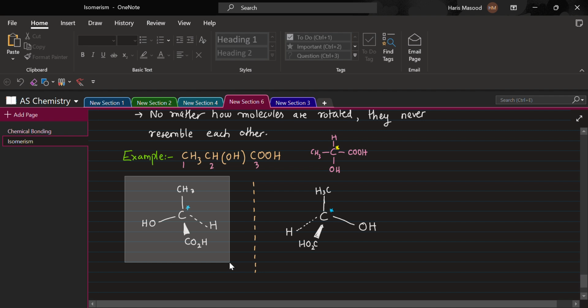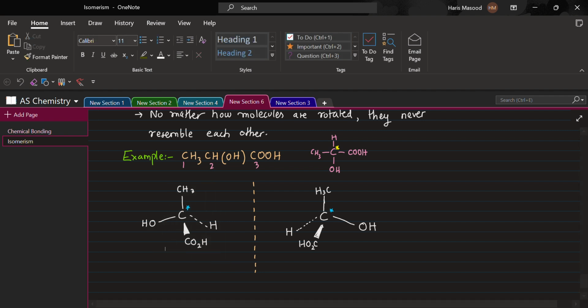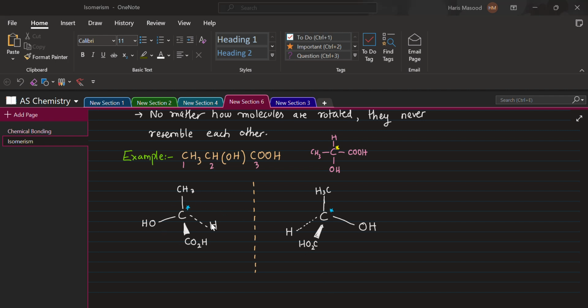We drew the structure. In chemical bonding, we usually study the tetrahedral shape of molecules, so we're going to draw it like this, a tetrahedral structure.